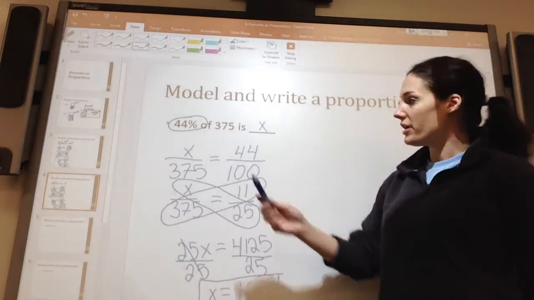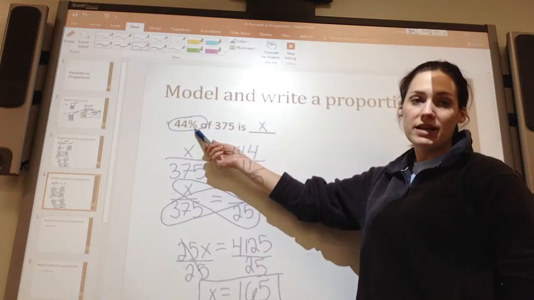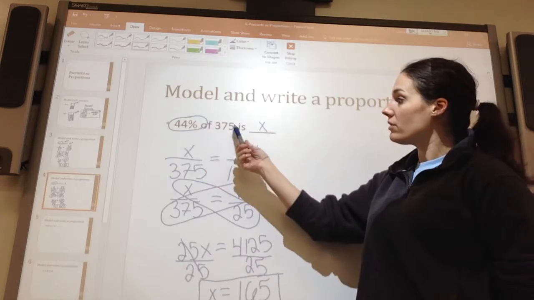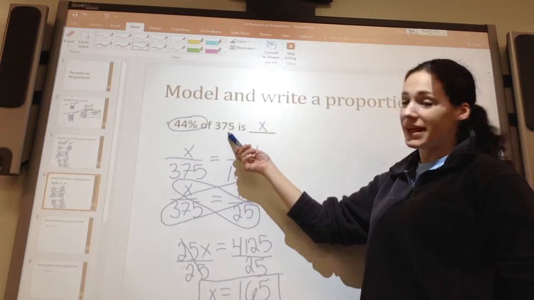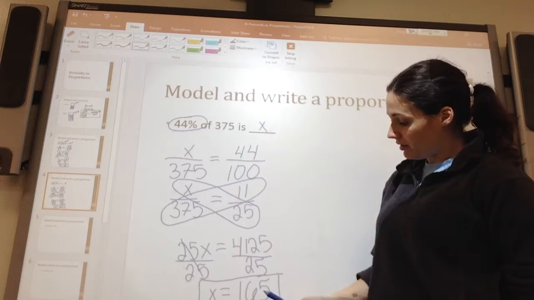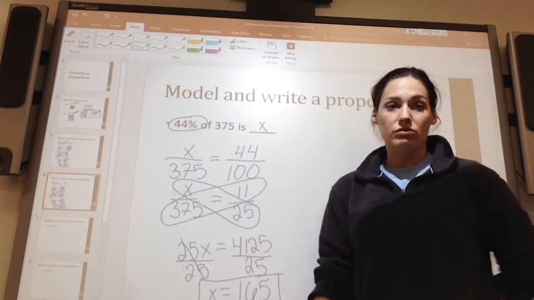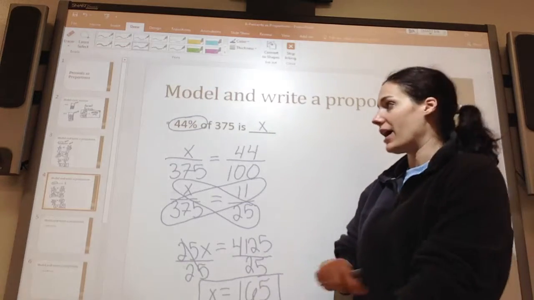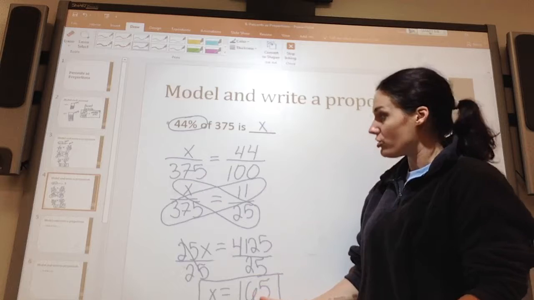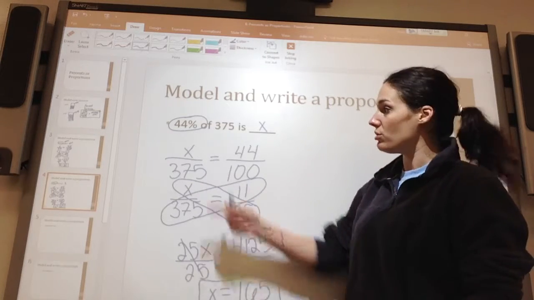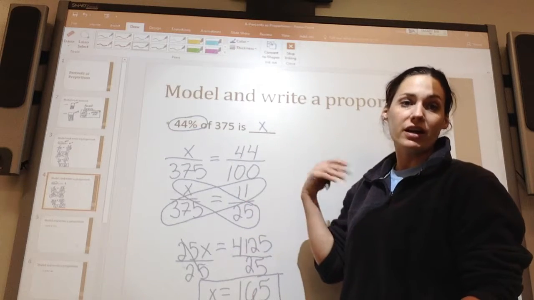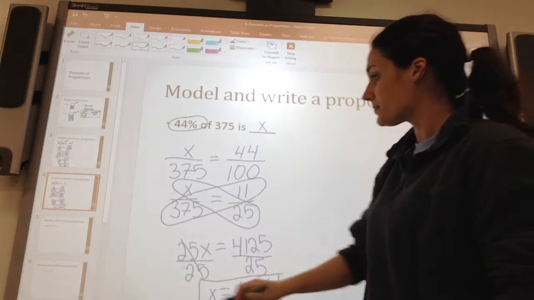And think about the percentage. 44%, that's a little less than half, right? And if you think of what approximately half of 375 would be, isn't 165 a little less than half of that? So always double check to make sure that they make any kind of sense. Like if I got 2 here, that can't be right. 2 isn't almost half of 375. Okay, so make sure that they make sense.